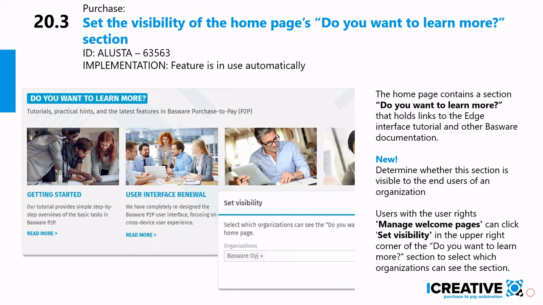So you can decide which organization or which administration is able to see this section on the home screen. It's especially handy when you have new users, for example because you have acquired a new department or a new company which hasn't worked with Basware before. Then you can say only that department, or that administration, will see this section. So you can moderate it in the way that's more convenient for you.